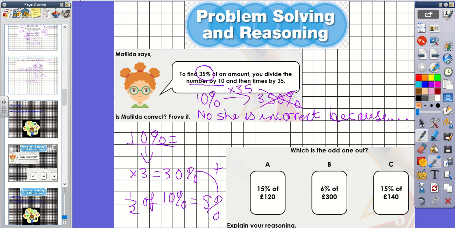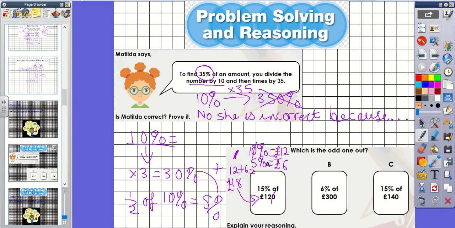Okay then, moving on to this one here then. Which is the odd one out? So 15% of £120, 6% of £300 and 15% of £140. So, we're going to find 10% first. 10% of 120 is 12, making sure I put my pound sign. Now 5%, so I need to half my 12, which is going to be 6. 12 add 6 equals £18. Okay, that's the answer for that one.